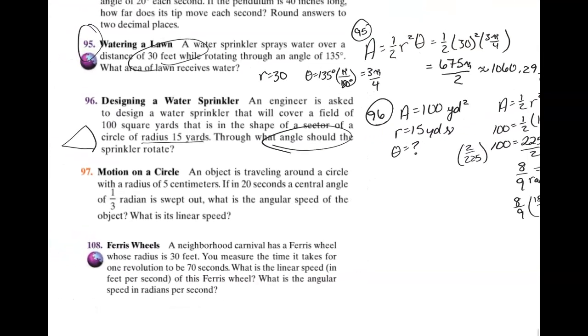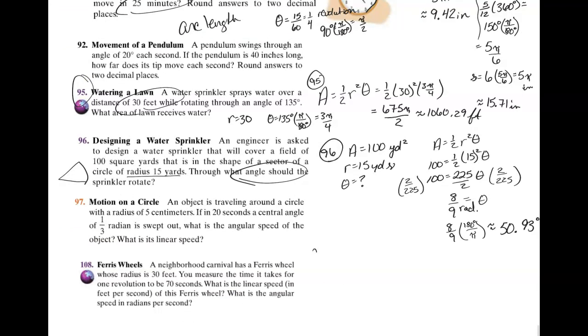Number 97. An object is traveling around a circle with a radius of 5 centimeters. If in 20 seconds the central angle of 1/3 radian is swept out, what is the angular speed of the object and what is the linear speed? So we know our radius is 5. We're looking at a time of 20 seconds. And the central angle, theta, is 1/3 of a radian.